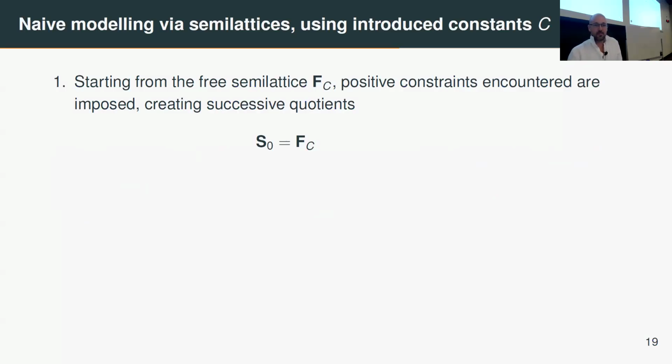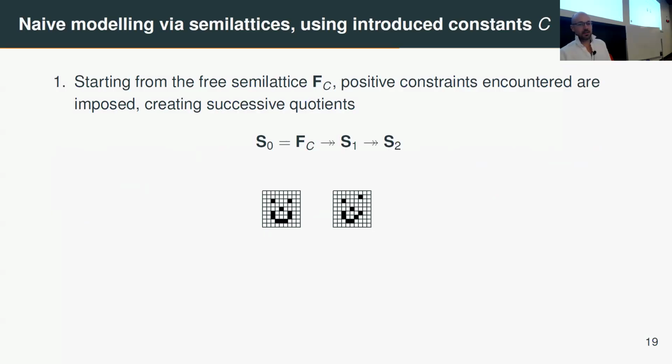So our naive modelling of information via semilattices is as follows. We start with a free semilattice on the constants that we decided for the things we were modelling. And we just create these successive quotients as we classify things. And for the time being, we're going to ignore negative constraints. So in the happy faces, I had a sad face. That's not going to be in our training set for happiness. We'll just ignore that. But it will play a role because we'll see that this idea is a nice idea, but fails miserably.